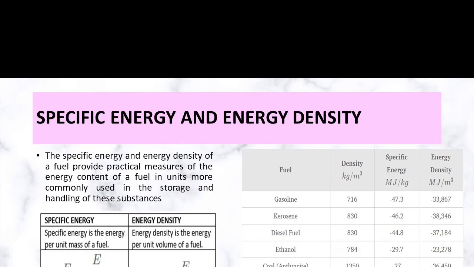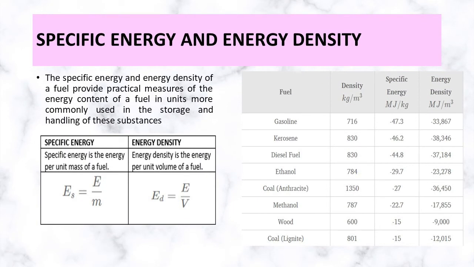The specific energy and energy density of a fuel provide practical measures of the energy content of the fuel in units more commonly used in the storage and handling of the substance. So specific energy is the energy per unit mass of the fuel, while energy density is energy per unit volume of the fuel.